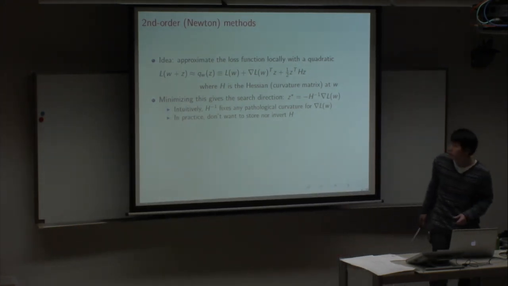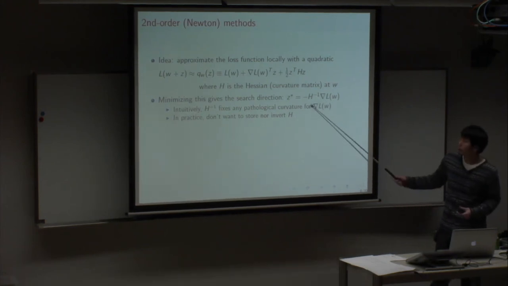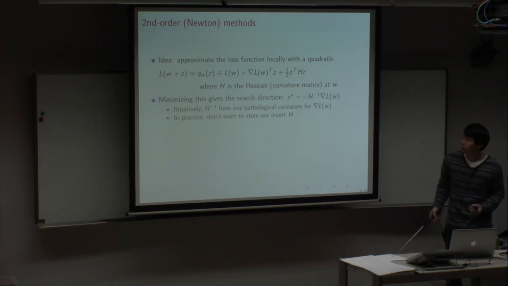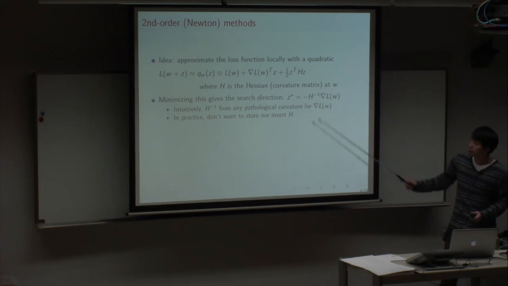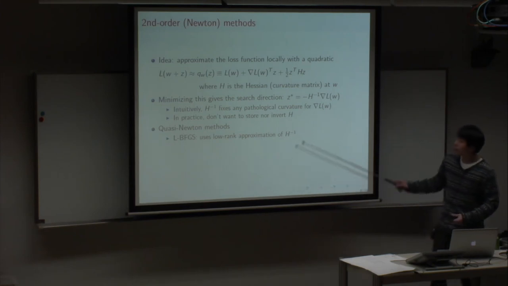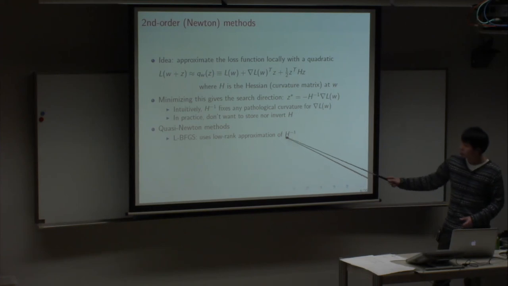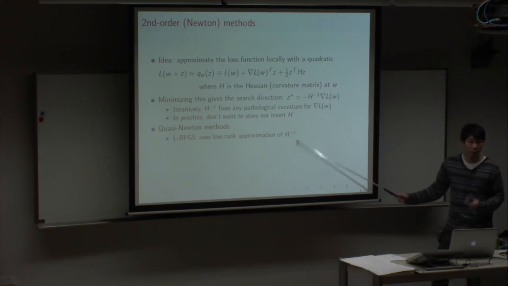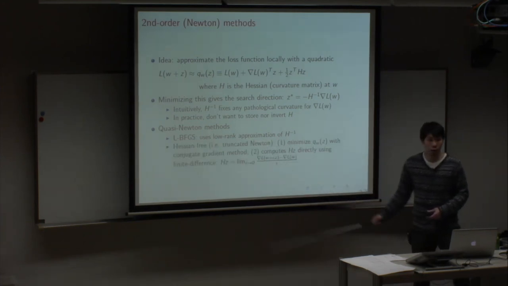So the problem with this is that the Hessian is hard to compute and hard to store. Right? If you have 1 billion variables in your neural network, that's a square of 1 billion. So we don't want to store it, and even worse, we don't want to compute the inverse. Computing the inverse of the matrix is n cubed. So there's a lot of quasi-Newton methods that do this approximately. And people might know of LBFGS, which tries to approximate this inverse directly with some low rank matrix. Hessian free is another quasi-Newton approach.